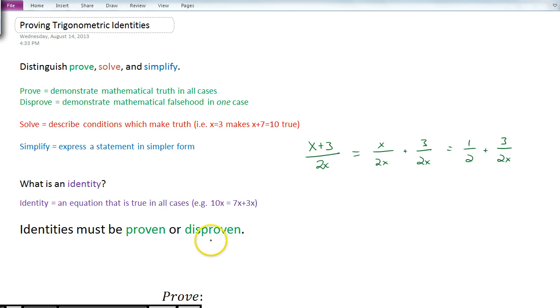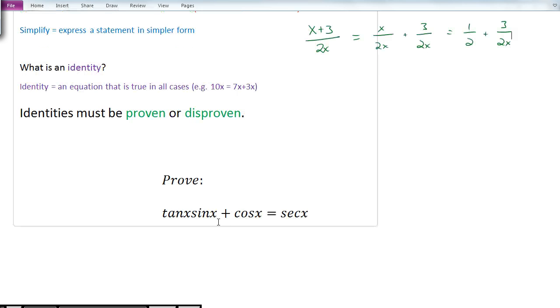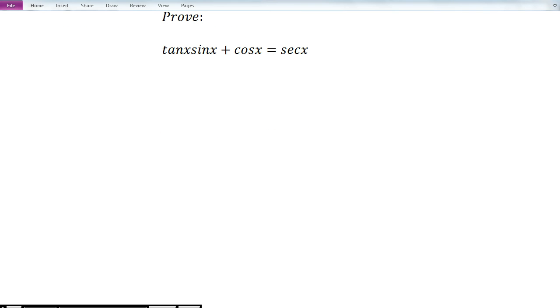So therefore, identities are proven or disproven. To prove them, you need to show that the statements are totally equivalent on one side of the equal sign and the other side of the equal sign. To disprove them, you just need to come up with one value or one condition which makes that statement untrue. So the instructions for working with trigonometric identities is always prove or sometimes disprove. The harder work is to prove. So how do you go about proving a trigonometric identity?